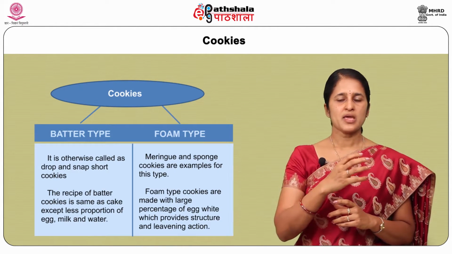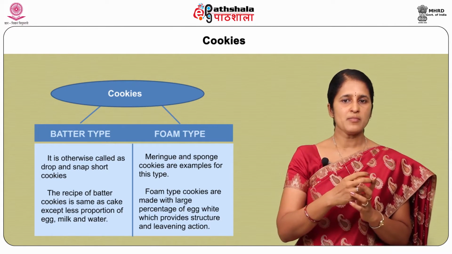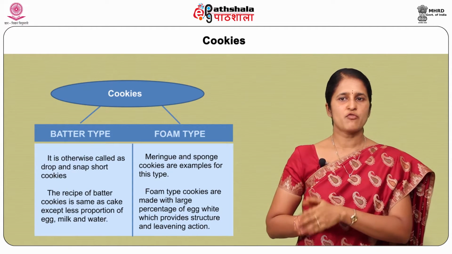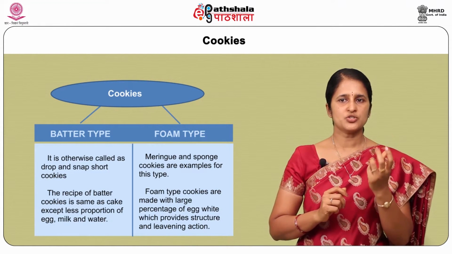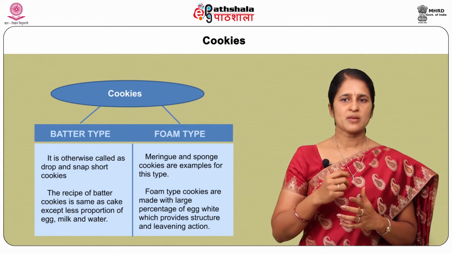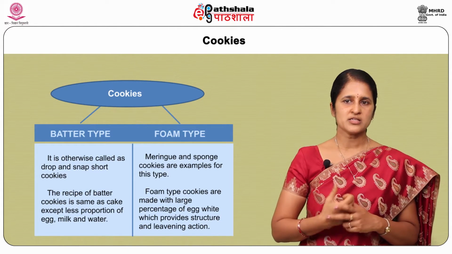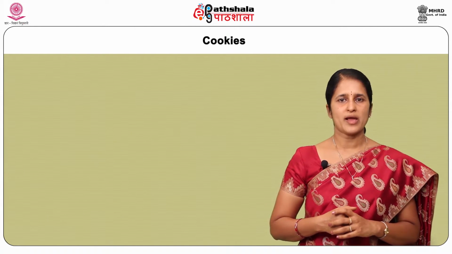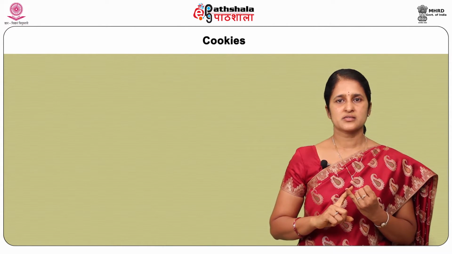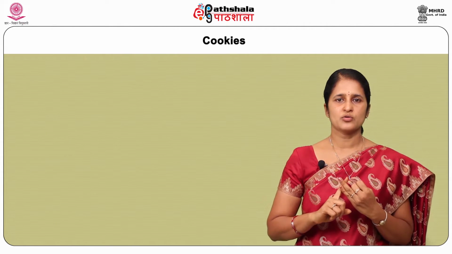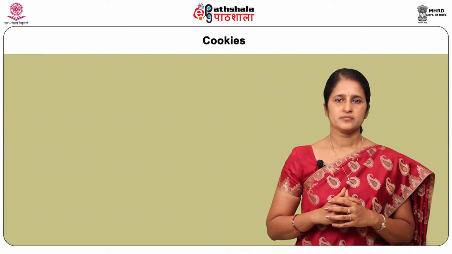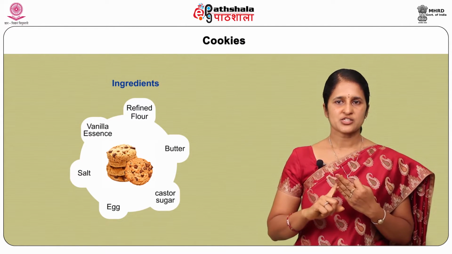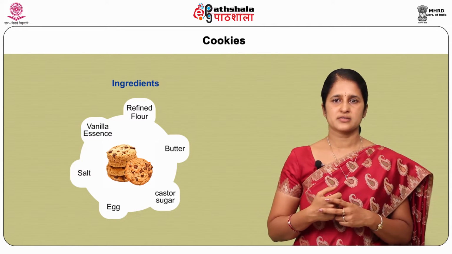The batter cookie recipe is the same as that of cake, except that a lesser portion of egg, water, or milk is added. Whereas in foam type cookies, meringues and sponge cookies are the best examples. Foam type cookies are made with a higher percentage of egg white, which provides the structure and leavening action to the cookie. Care must be taken while choosing the ingredients. Quality ingredients and the correct method of processing should be followed to produce a quality product. The ingredients used for the preparation of cookies are refined wheat flour, butter, caster sugar, egg, salt, and vanilla essence.